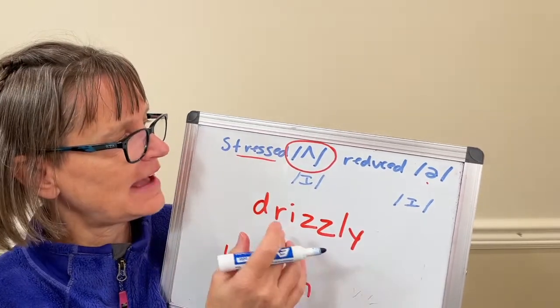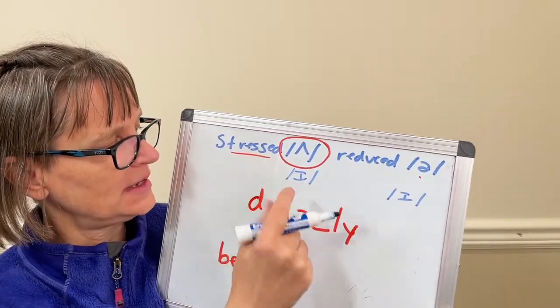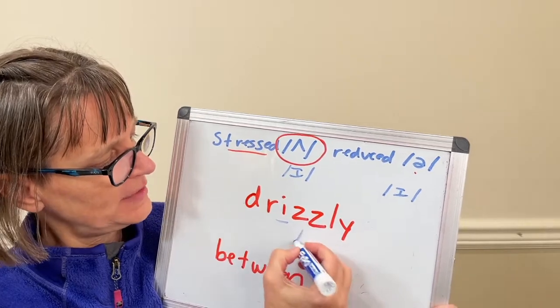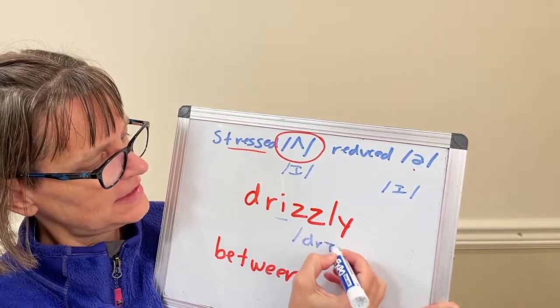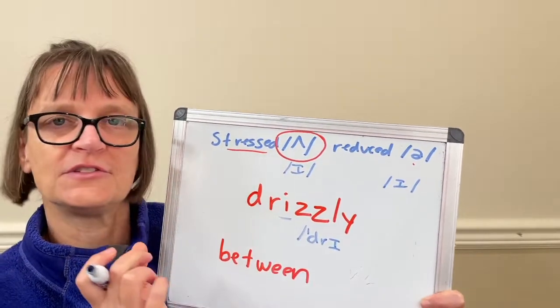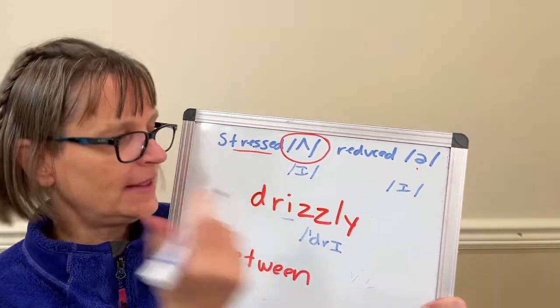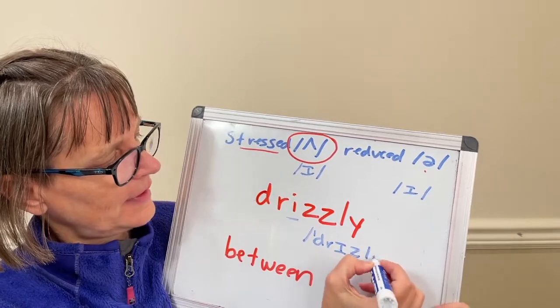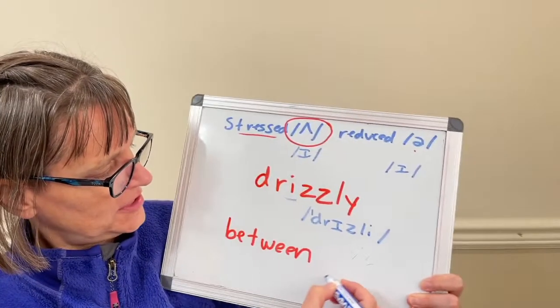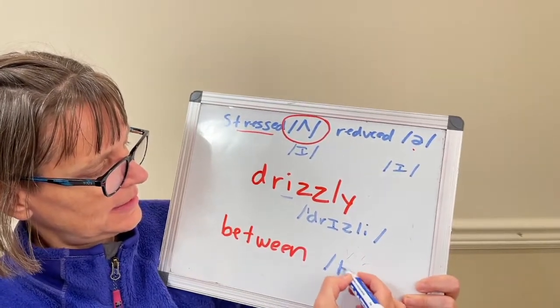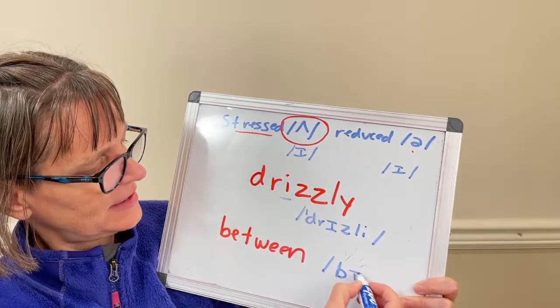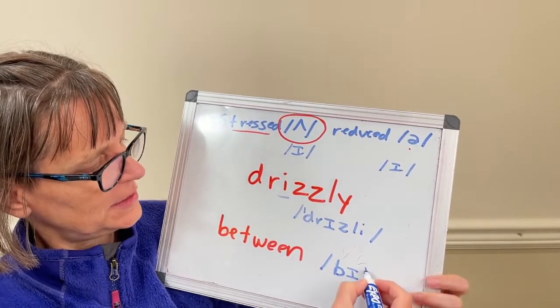So we have also this vowel I. This is a lax vowel. It can be a vowel in itself. So in the word drizzly, we have an I sound in the stressed syllable. It's just like in the word is or it. It's a high front vowel. And in the word between, we have a reduced I sound in the first syllable.